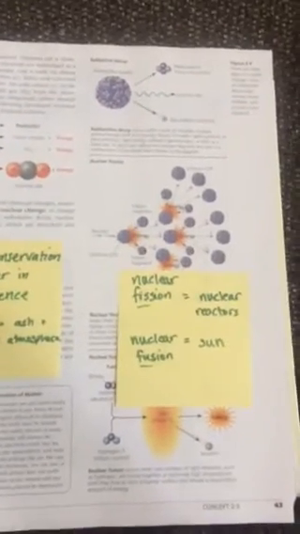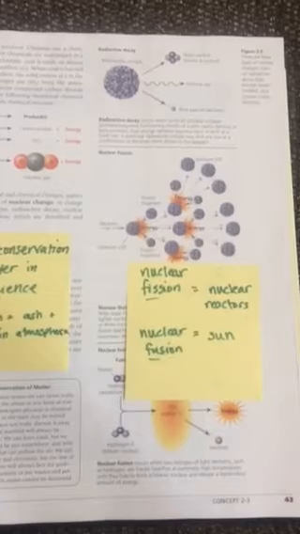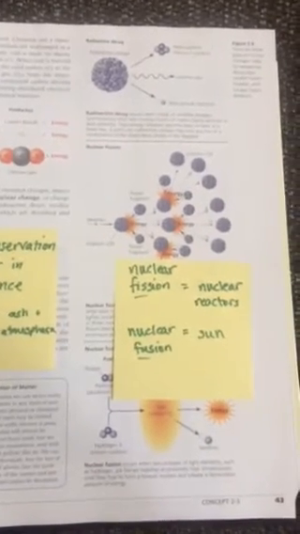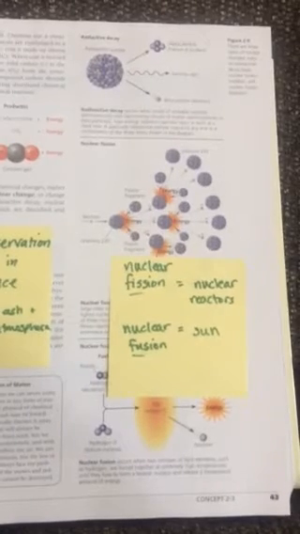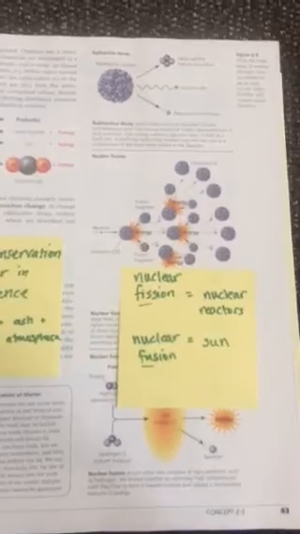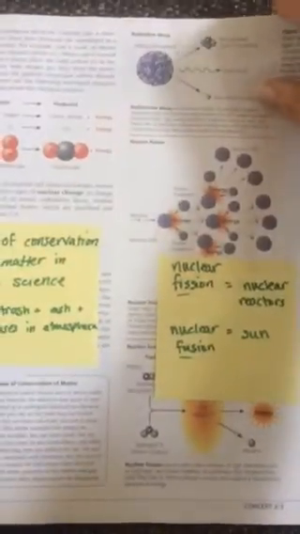Also on page 43, we have a comparison of nuclear fission, which is when the nucleus of atoms is splitting. That's what happens in a nuclear reactor, versus nuclear fusion, when two nuclei actually come together. That happens on the sun.